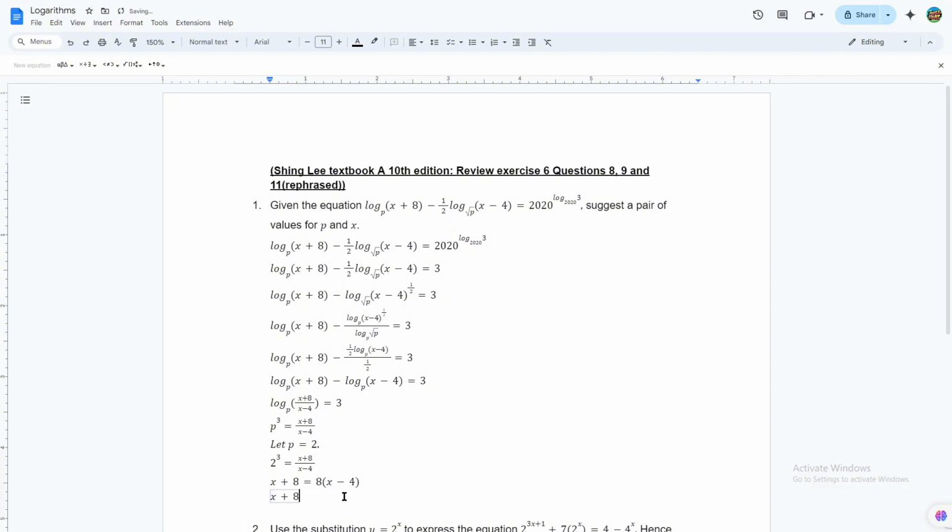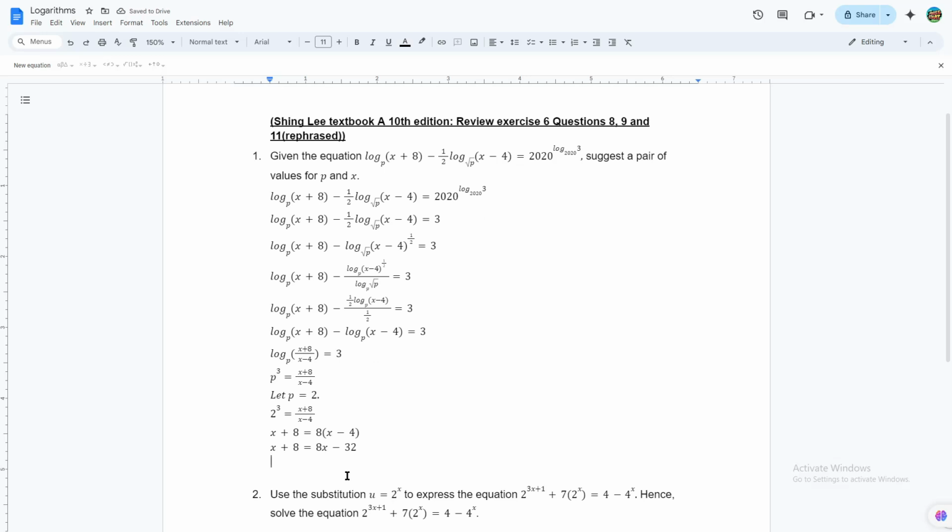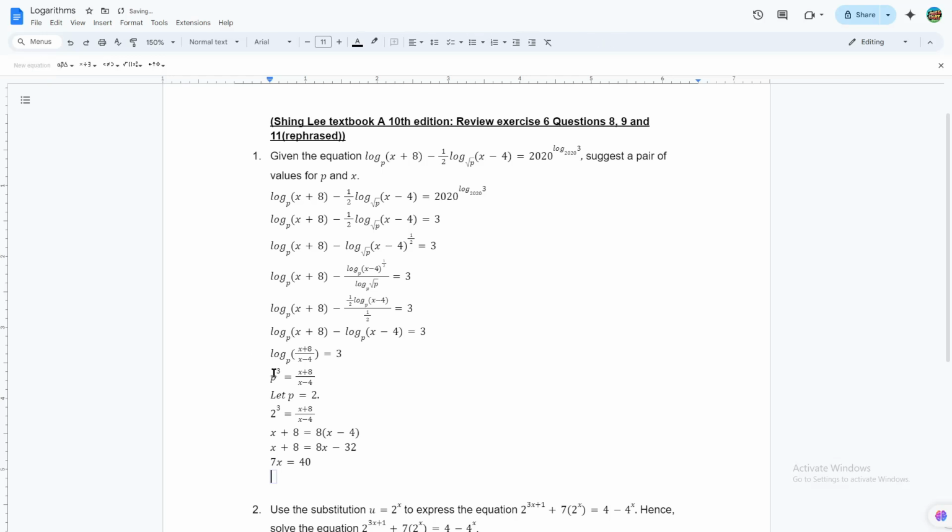So x plus 8 equals 8x minus 32. So if you minus x on both sides and add 32 on both sides, you got 7x equals 40, and this gives us x equals 40 over 7.